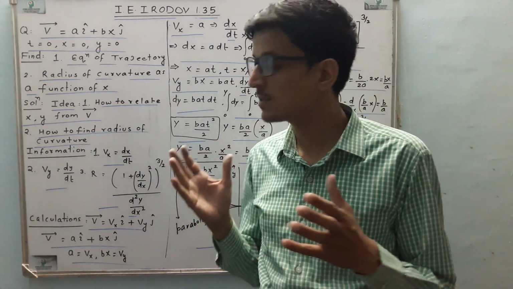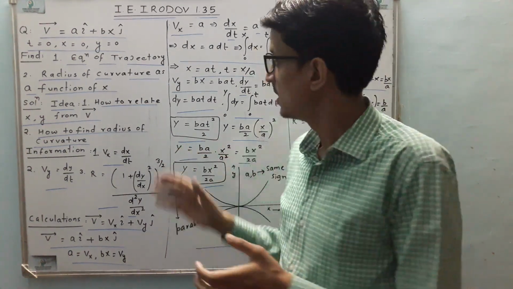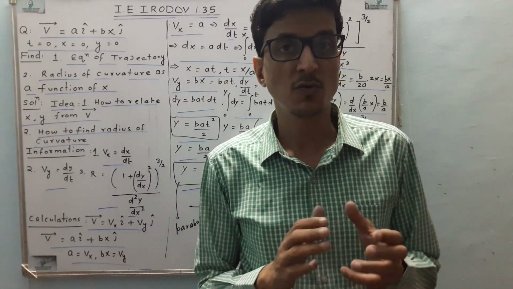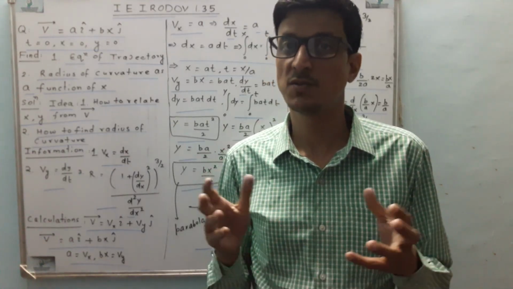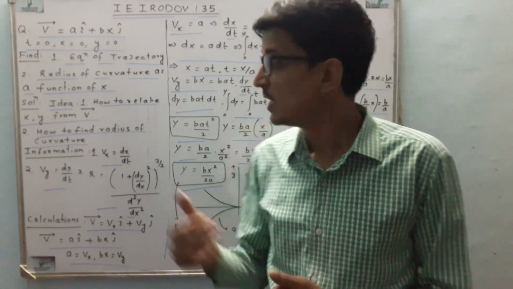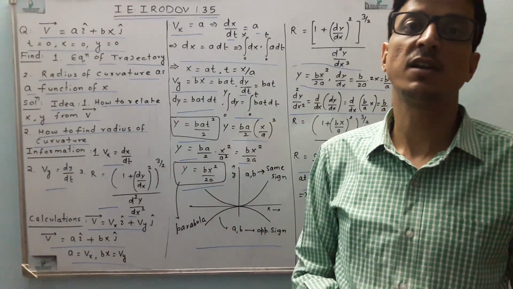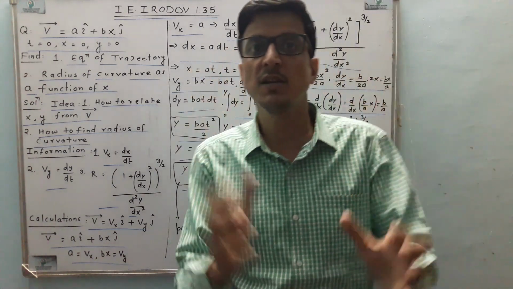So let's have an idea for that. The first thing is how to relate x and y from value of velocity. We need to have an idea for that. The second is how to find the radius of curvature. So we need to rack our brain for that.